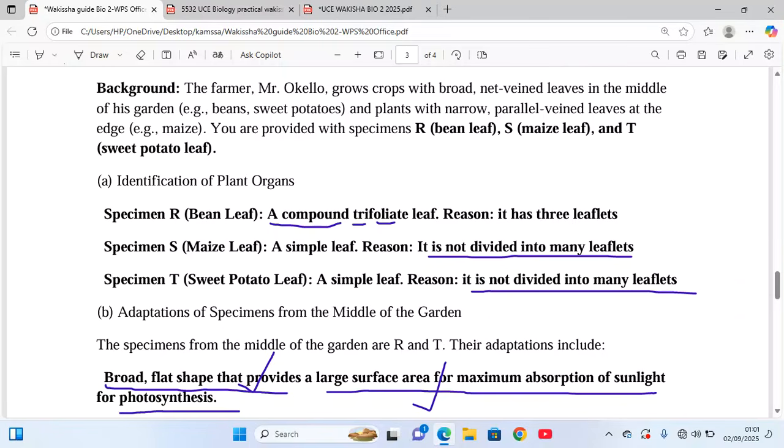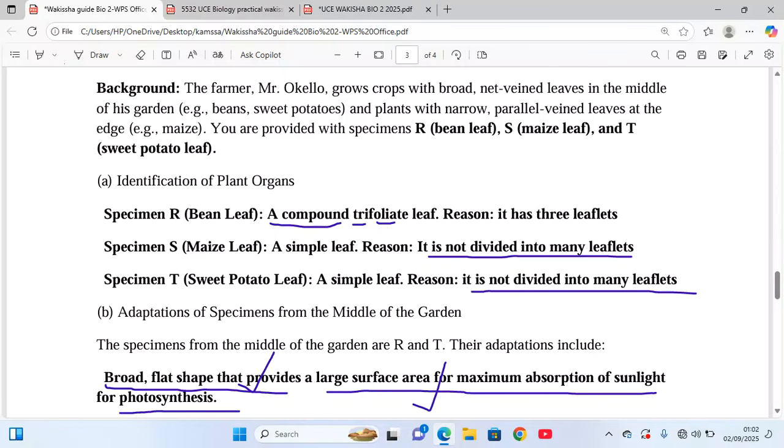So here, for example, bean leaf is a compound trifoliate leaf. Why compound? Because its lamina is divided into different leaflets. Why trifoliate? Tri means 3, foliate leaves, meaning it has 3 leaflets per leaf.